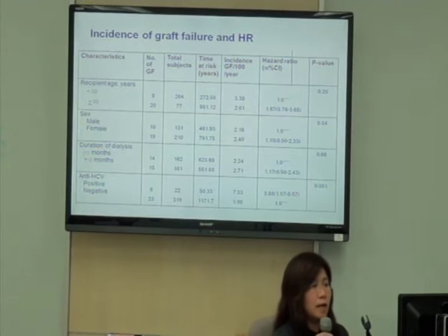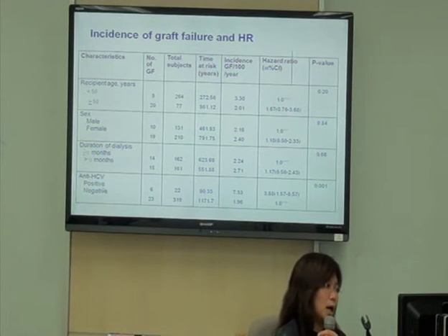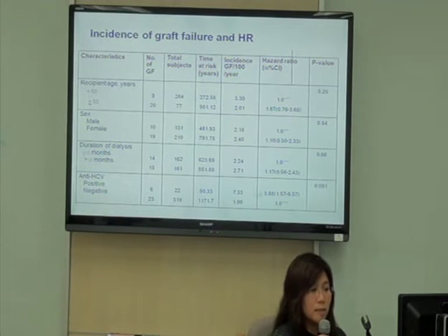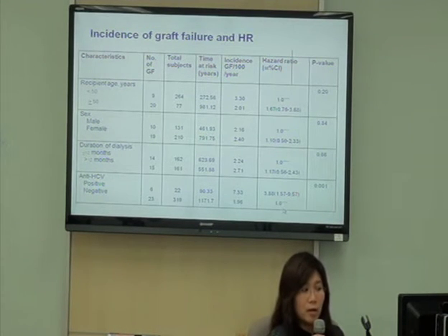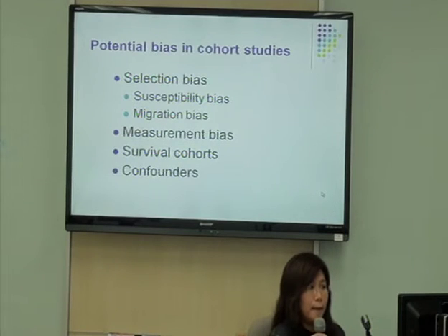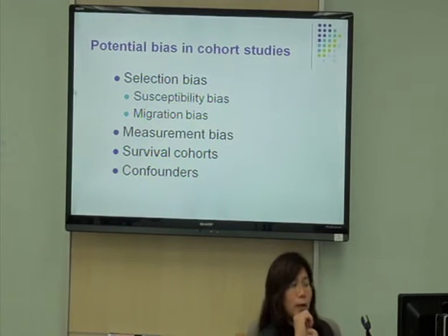Okay. So now we also analyze the hazard ratio from this, and you can interpret it like this. For example, a hepatitis C positive subject will develop graft failure 3.8 times faster compared to a hepatitis C negative subject, with p-value 0.001. Okay.